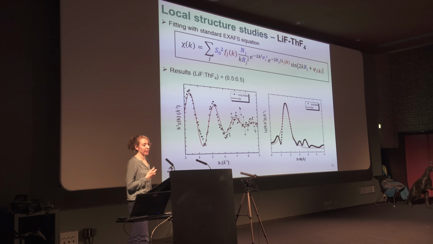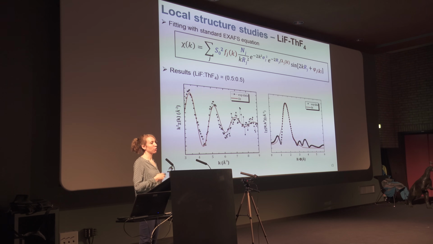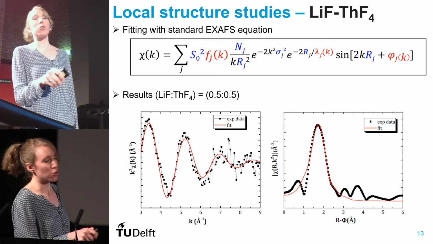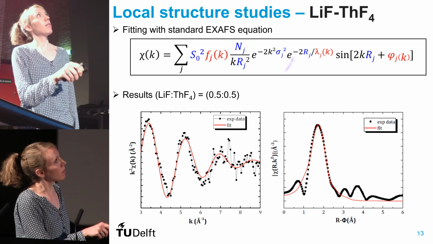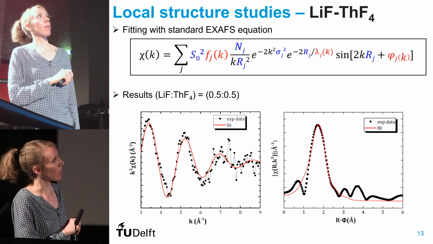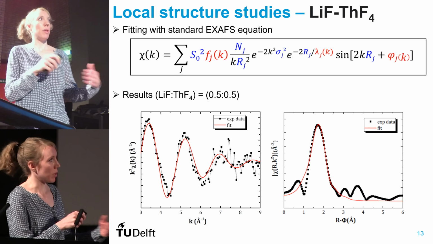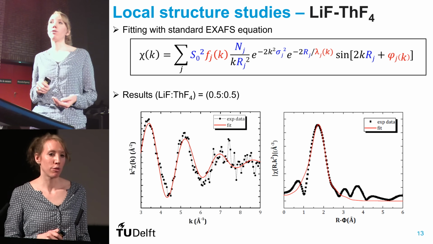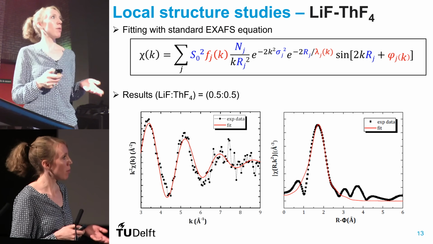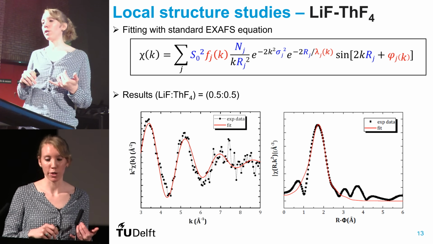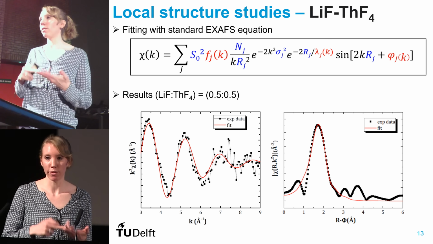So what do we do with this data? If it's a solid, the standard procedure is to feed the data with a structural model. So with this equation, the fitting parameters are the blue ones. And then we optimize these parameters to get information on the nearest neighbors, so the number of nearest neighbors, their distance, and their thermal disorder.